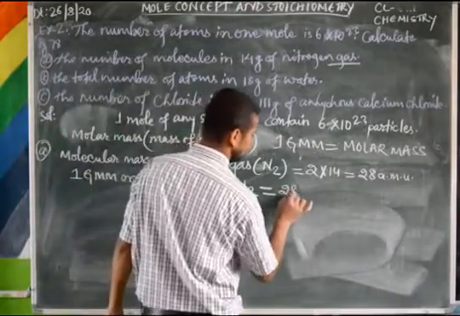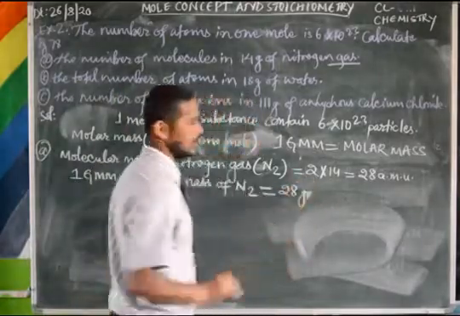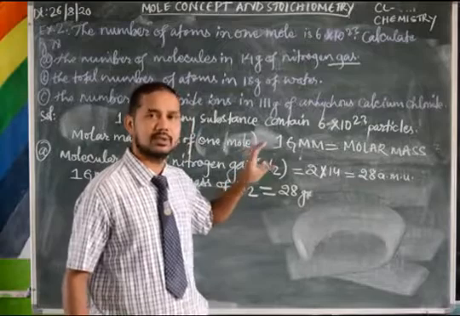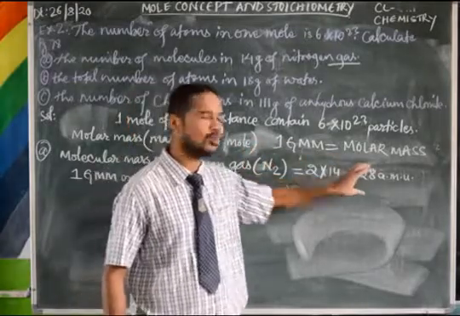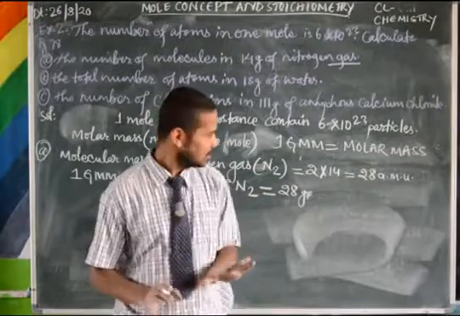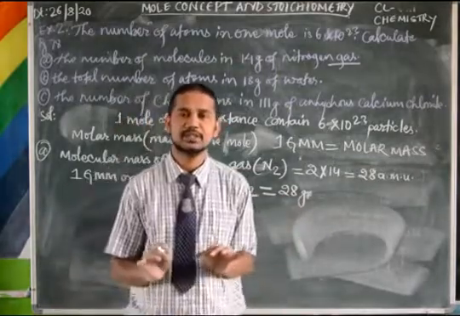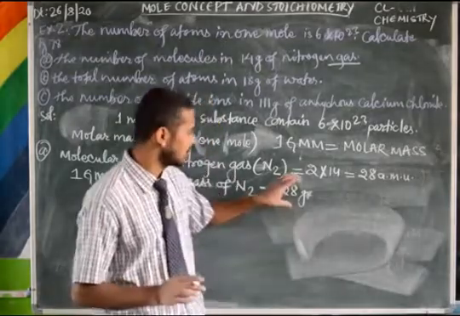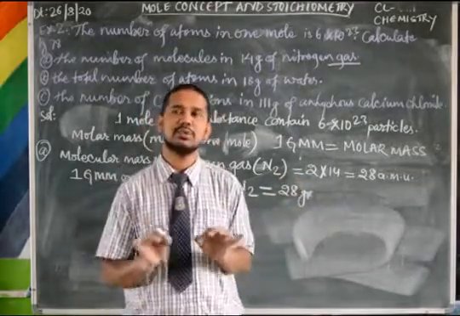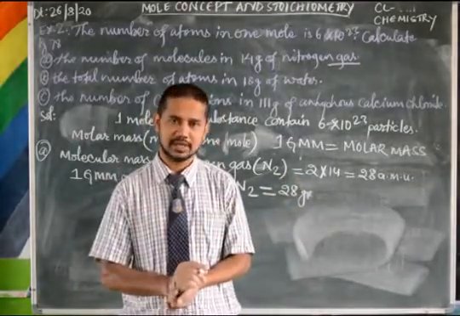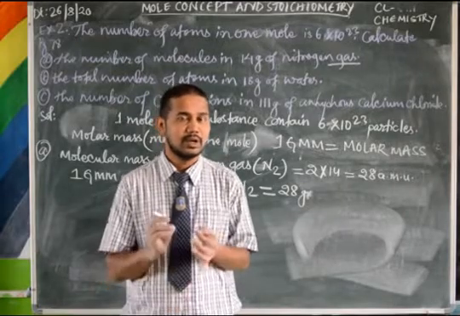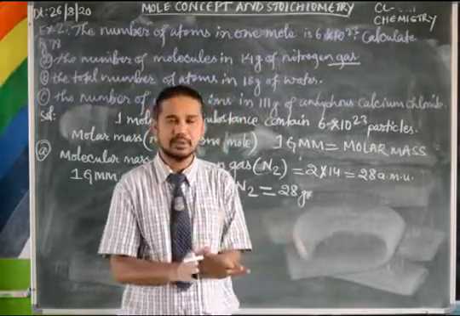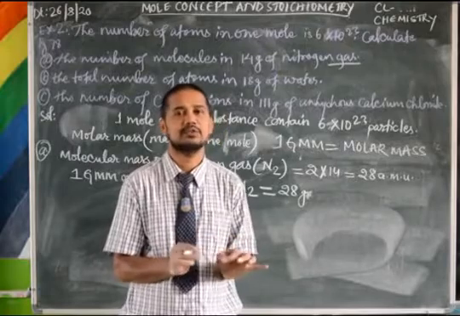Now, 28 gram. Again, let me explain you. This is mass of one molecule of nitrogen gas. And this is mass of 6 into 10 to the power 23 molecules of nitrogen gas. I think you have understood now. Relative molecular mass expressed in gram becomes its gram molecular mass. And gram molecular mass is equal to molar mass.